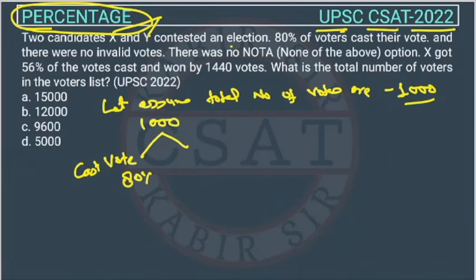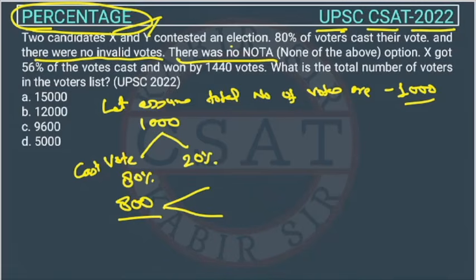80%, right? And 20% are not voting. So 80% of 1000 will be 800, right? So these people cast their vote. Now out of these 800, there is no NOTA, so no vote is getting cancelled, right? Because there was no invalid vote and there was no NOTA, right? So the vote is going either to X or Y, right?